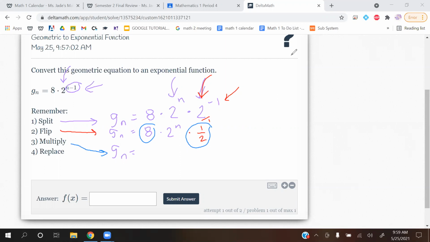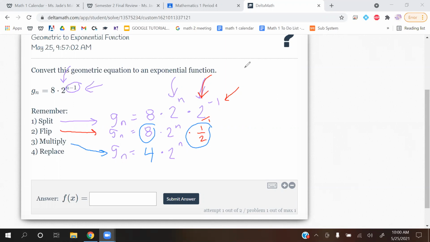You can use a calculator if you like, but 8 times 1/2 is the same as 8 divided by 2, which is 4. So I multiplied those two blue things that I circled. And then the times 2 to the power of n doesn't change. So multiply is multiplying the 8 in the front and the 1/2 in the back, and you get 4.